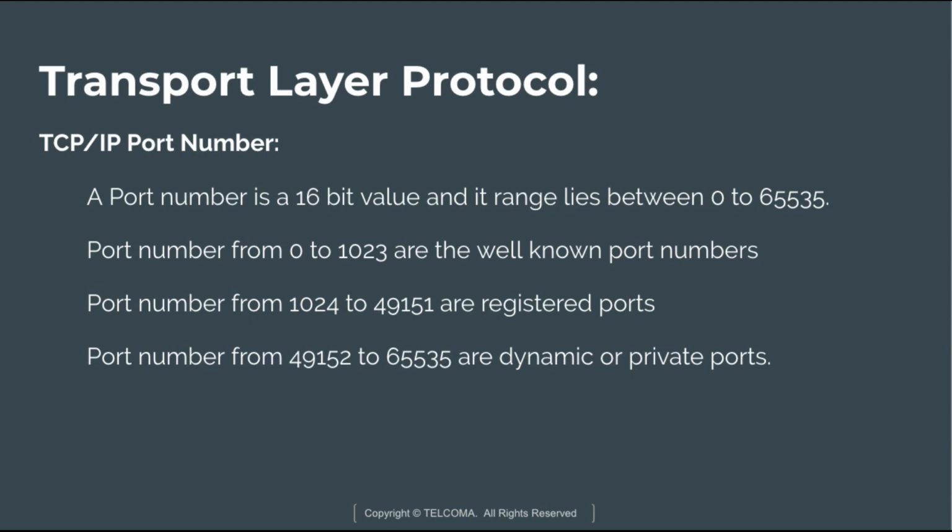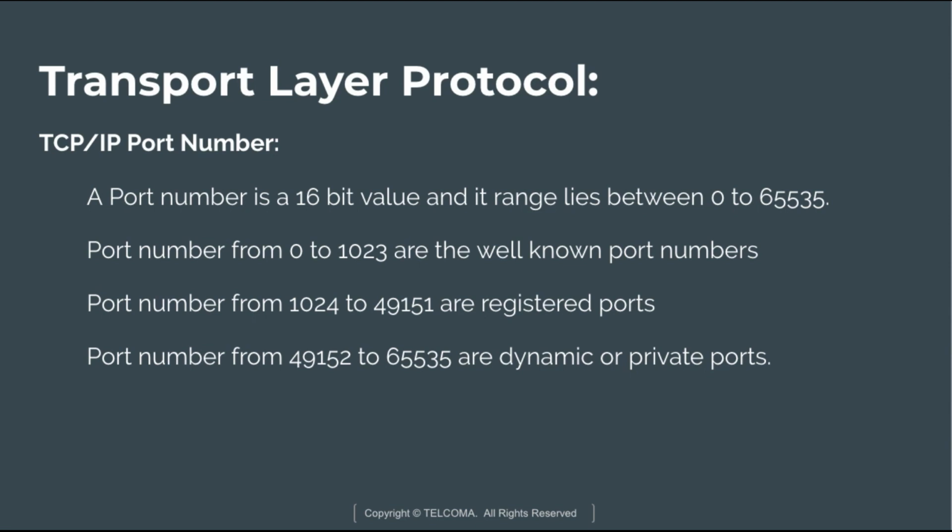Here the port number is a 16-bit value and its range lies between 0 to 65,535. The port numbers from 0 to 1023 are the well-known port numbers, and these are reserved for specific TCP/IP applications. After that, the port numbers from 1024 to 49151 are registered ports, and these are used by less common TCP/IP applications. And lastly, the port numbers from 49152 to 65535 are the dynamic or private ports.